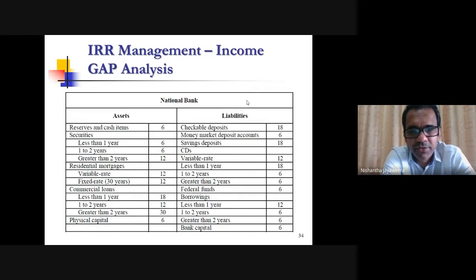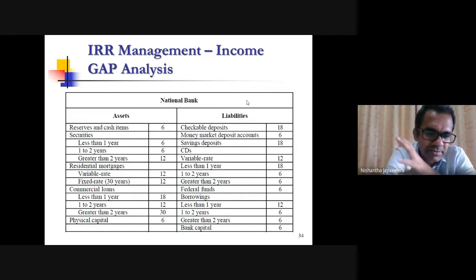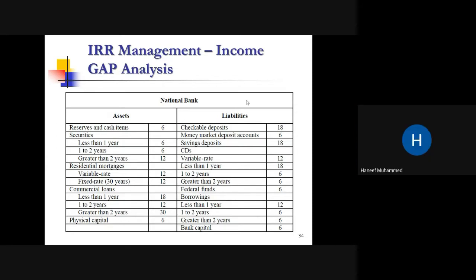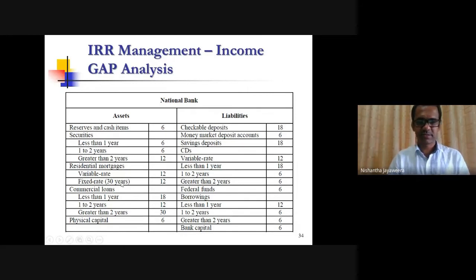But when you put these assets and liabilities into buckets in a gap analysis, what do you do with these fixed rate 30-year loans, mortgages? Put it into a long remaining maturity bucket. Yes, if you have any bucket which covers a 30-year period, you should include this 12 in that bucket. But this physical capital will not be considered in the gap analysis.